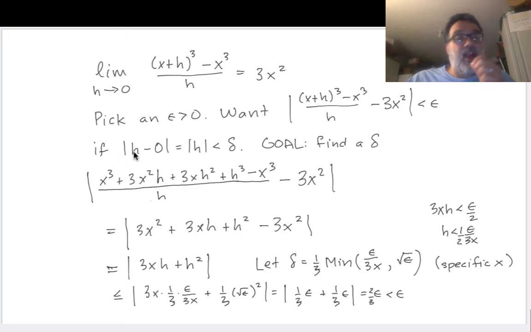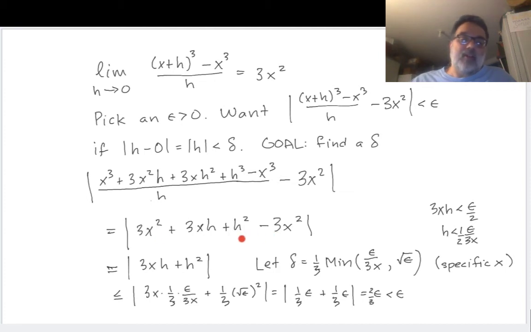If our h is close enough to 0, we're going to try to find a delta that makes this guarantee work. There's just a little bit of algebra here. We're expanding out what (x plus h) cubed looks like. Then we subtract, and the x cubed minus the x cubed cancels out. All the other terms have an h in them, so we can divide by h.